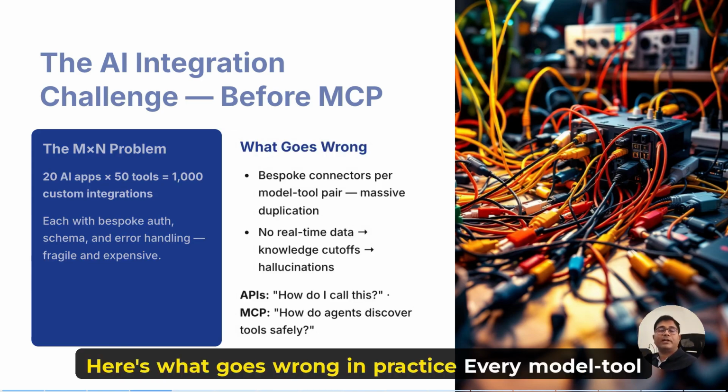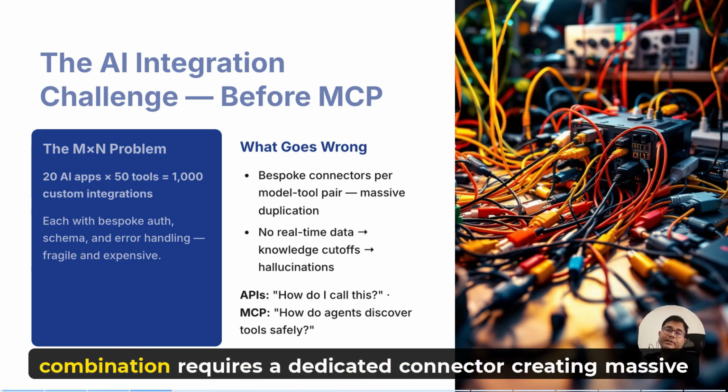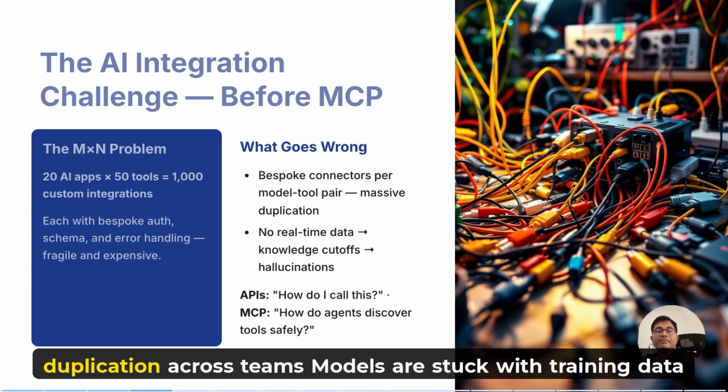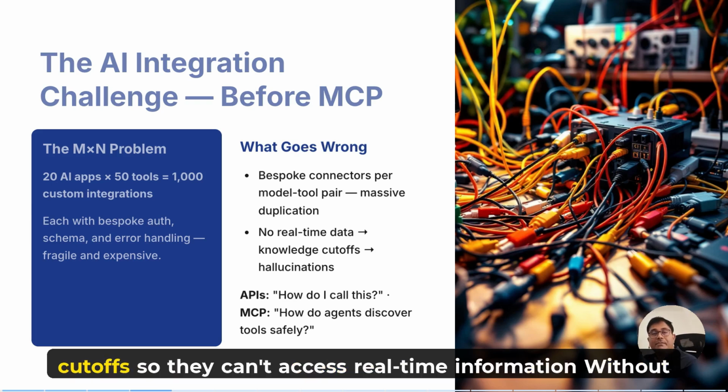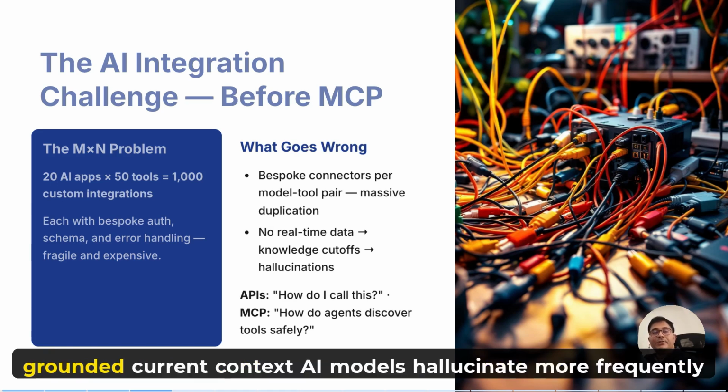Here's what goes wrong in practice. Every model tool combination requires a dedicated connector, creating massive duplication across teams. Models are stuck with training data cutoffs, so they can't access real-time information. Without grounded, current context, AI models hallucinate more frequently.